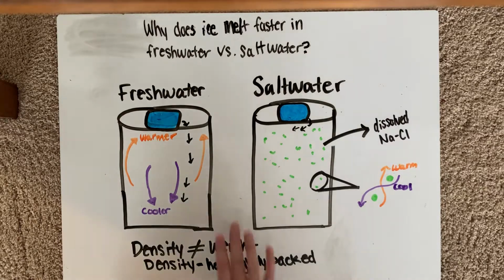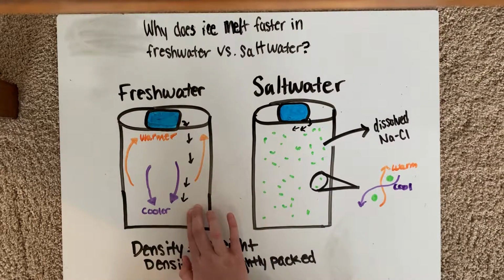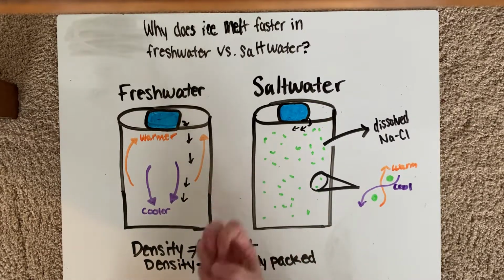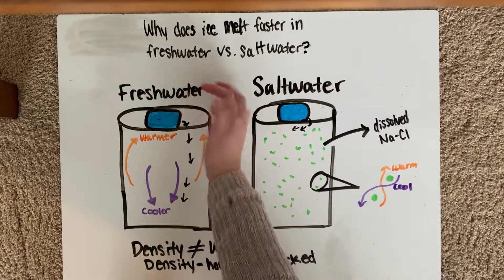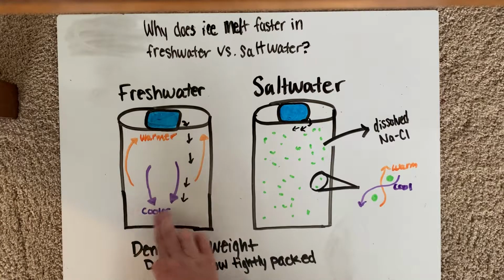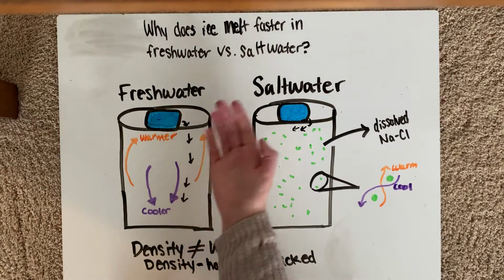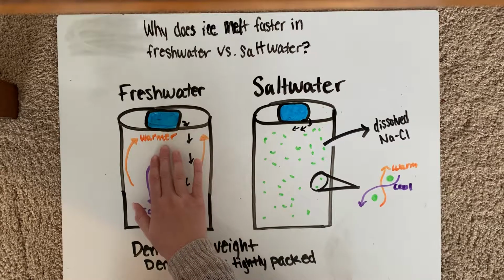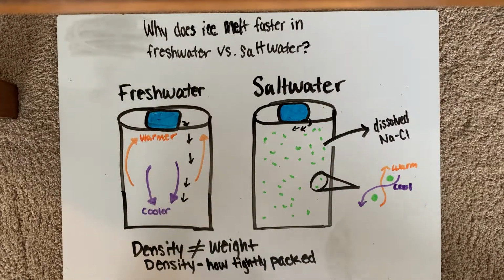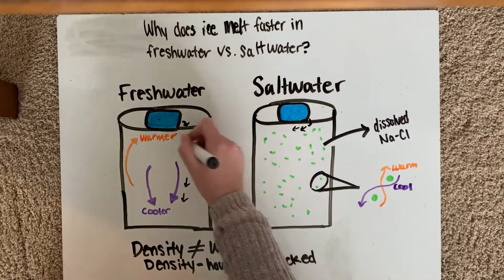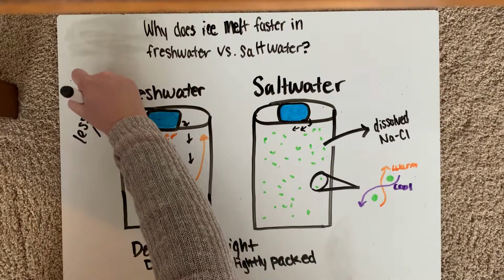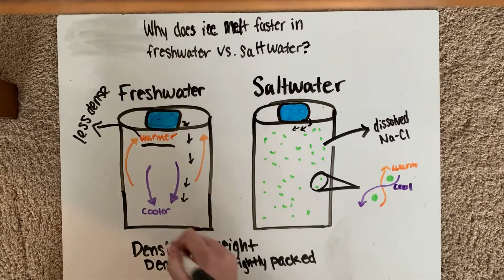And so let's look over here at freshwater, and we have the ice cube, and it's melting. That cold water is coming off of that ice cube, and in a freshwater system, nothing is dissolved in this. No ions, nothing blocking the way from keeping water doing what it wants to do. So we have the warmer water. Warmer water is going to be less dense. And then the colder water is going to be more dense.